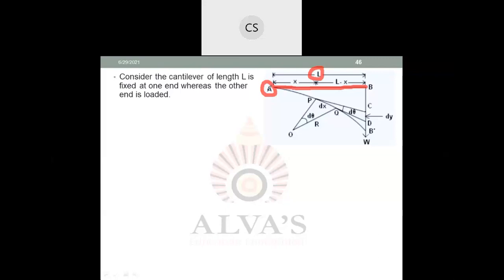Let us consider the end A of the cantilever is fixed. The other end B is the loading end. This end is loaded by an amount W. Whenever it is loaded, what happens? The depression of the cantilever takes place. So like this, the cantilever will bend up to B dash, depending on what is the load you have added.